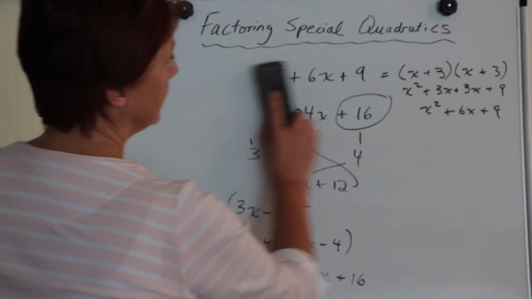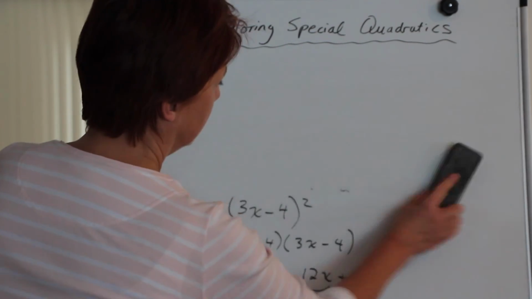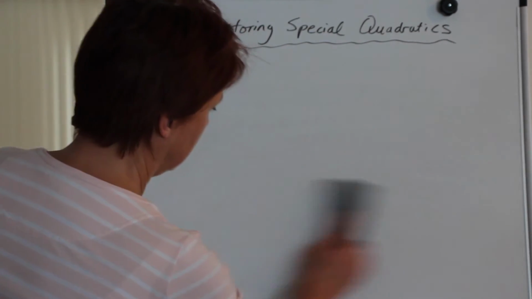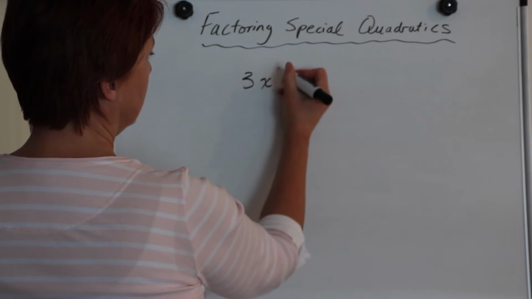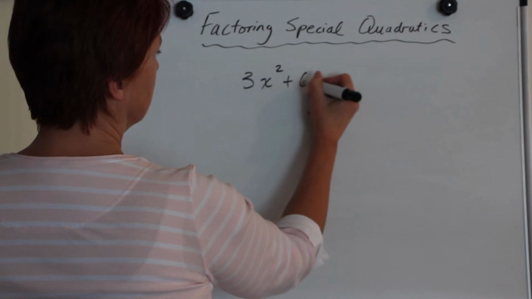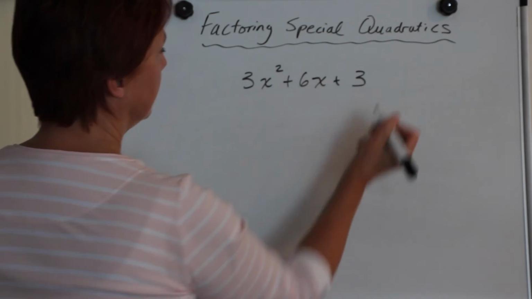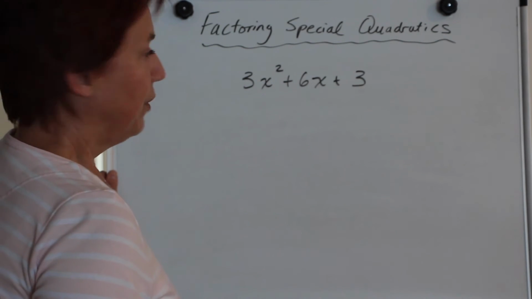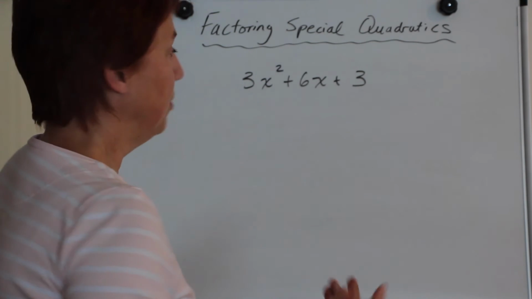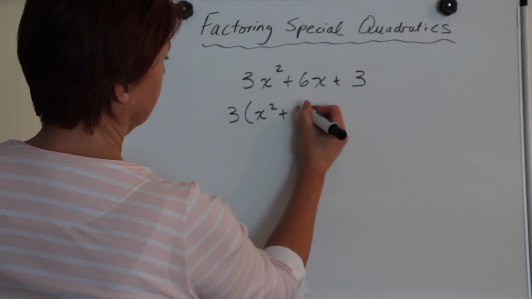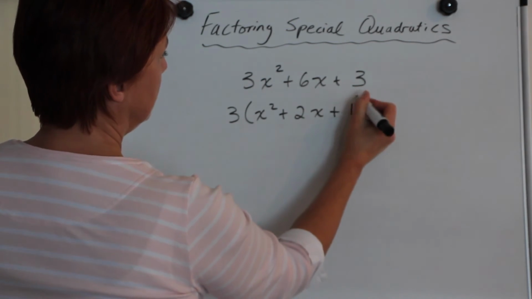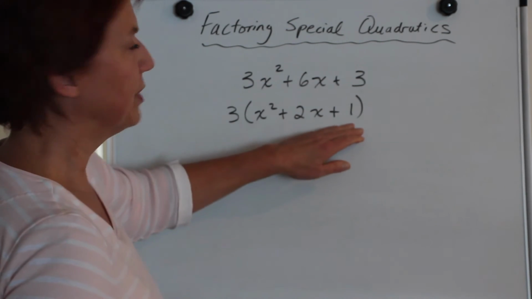So I'm going to do one more example like this, and then we will stop with this concept for now. So the next one is 3x squared plus 6x plus 3. Right, so the first thing to notice is that you have a common 3. So take that 3 out, and you end up with this. Now this is a perfect square trinomial.